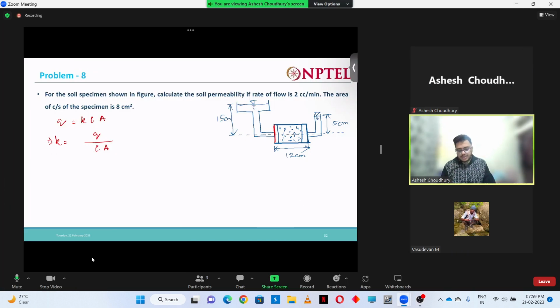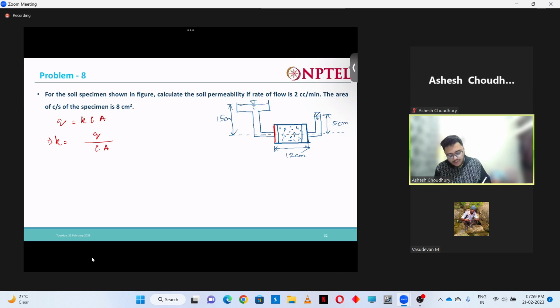So what is my Q value here? What is my i value here? i is my hydraulic gradient, the head loss divided by length. So what is the head loss here? 15 centimeter minus 5 centimeter, if you see from the figure. And over what length is the head loss happening? The head loss is happening over 12 centimeter length. So 15 minus 5 by 12, our hydraulic gradient is 10 by 12, right?